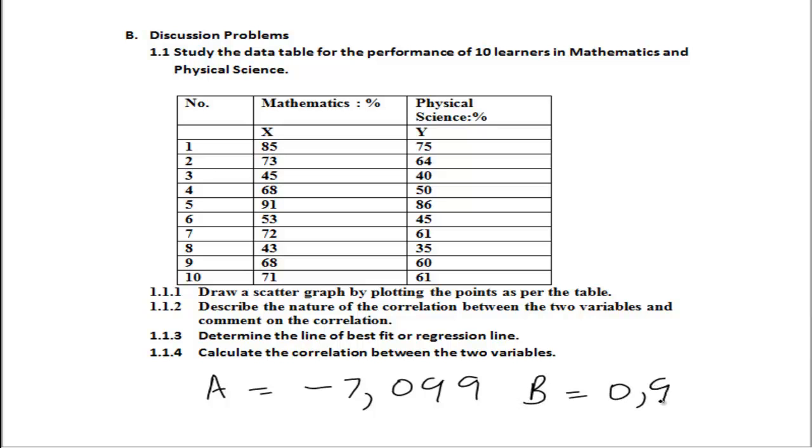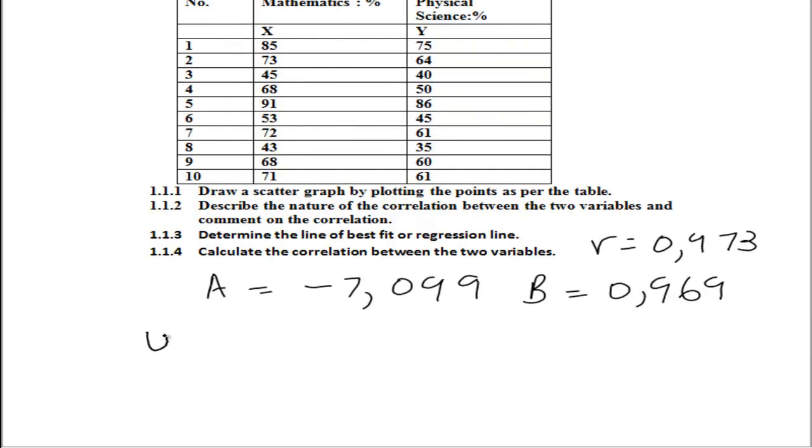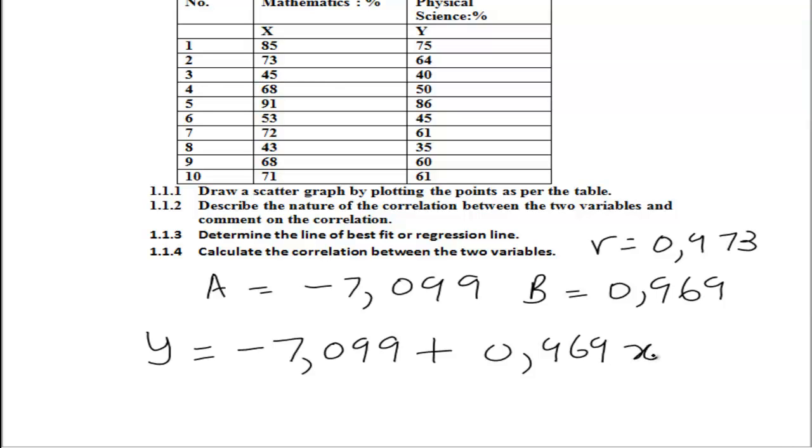The B value will give you 0,969, and then, just for completeness, we also get our R. Go Shift 1, regression, and then you get R, which is the correlation, equal to 0,973. You can now write down the equation as y is equal to minus 7,099 plus 0,969x. Now why I wrote so many decimal digits, 3 decimal digits, is because sometimes you get very, very high values and you can lose their impact when you do that.